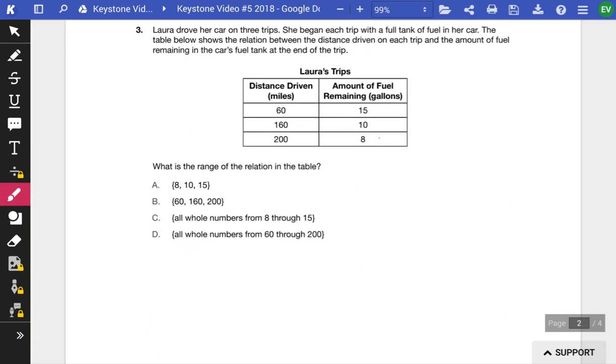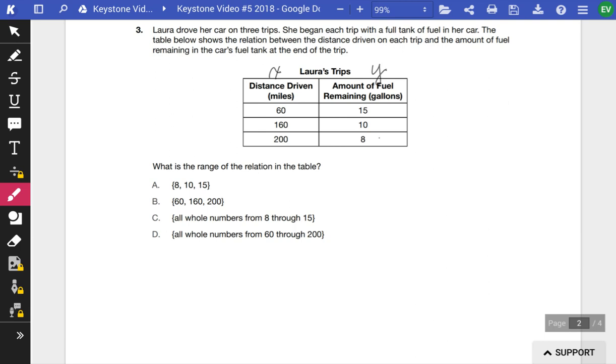Question 3. Laura drove her car on 3 trips. She began each trip with a full tank of fuel in her car. The table below shows the relation between the distance driven on each trip and the amount of fuel remaining in the car's fuel tank at the end of the trip. So our distance is our input, and our amount of fuel is our output. Probably you want to label your tables if you get them on the Keystone exams with our input and output, so you can figure that out.